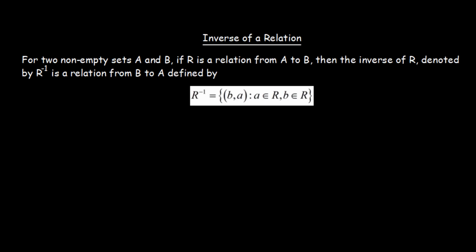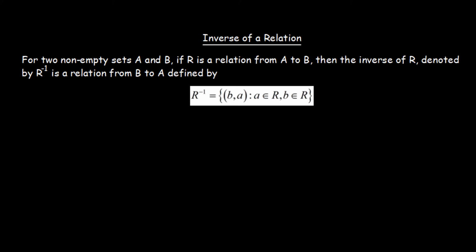Inverse of a relation. Let us consider two non-empty sets A and B, and if R is a relation going from A to B, then the inverse of this relation R, denoted by R raised to the power of -1, that's called R inverse. It is a relation going from B to A, and it's defined as R inverse equals the set containing the ordered pairs (b, a) such that (a, b) belongs to the relation R. So what we have done is reversed the order of the ordered pairs.